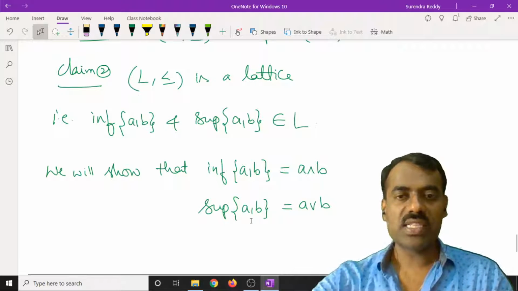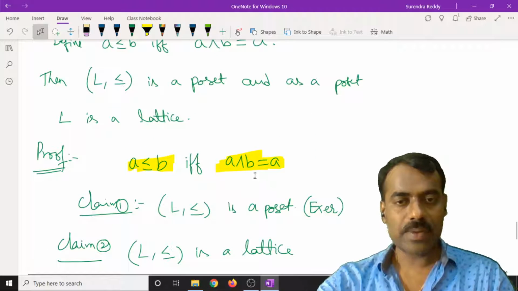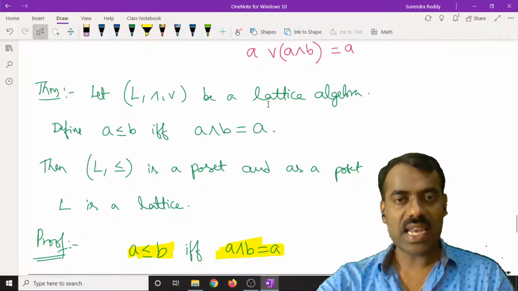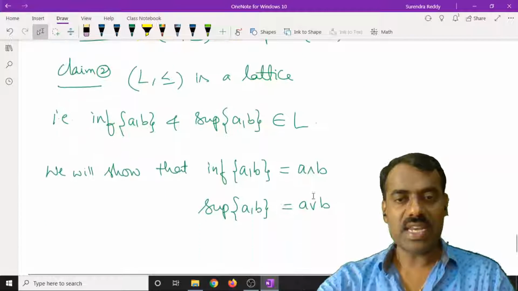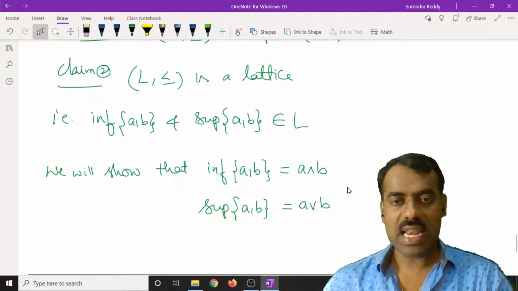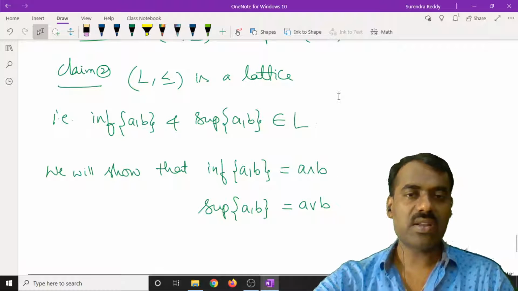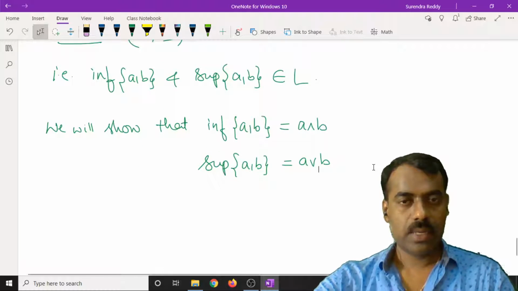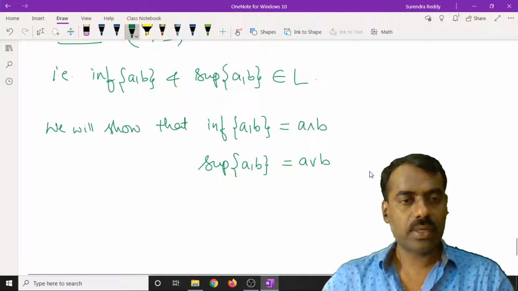Once we prove this, then because L is a lattice algebra, we know that meet and join are binary operations. So therefore this belongs to L and this also belongs to L. So our claim is done. Okay, so let's see the first one.